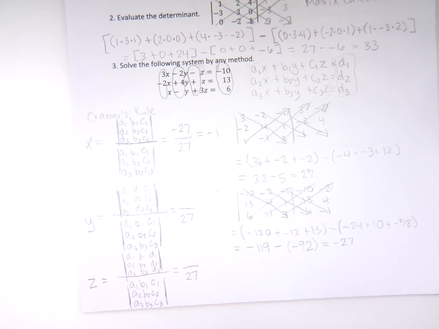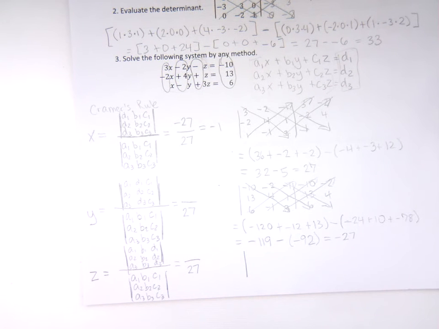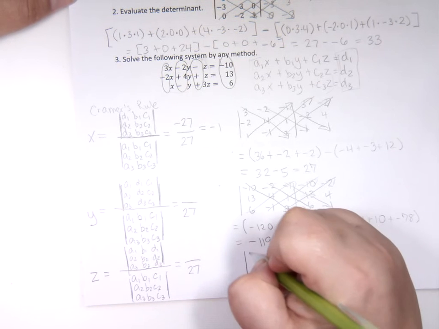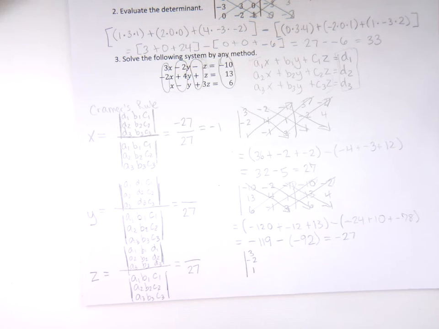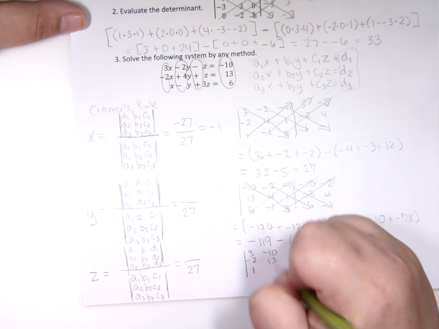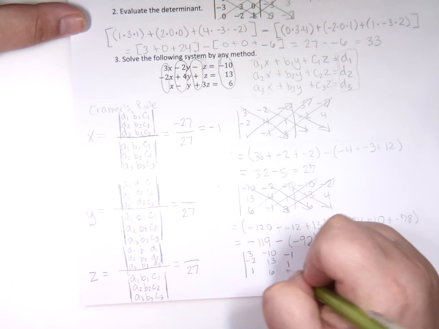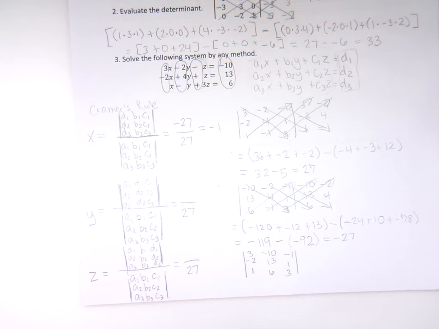All right, let's try it also for y. So this is good practice again in just doing some determinants of a 3 by 3 matrix. So for y, we're going to leave the a column the same, 3, negative 2, 1. Now the b column is going to change. It's going to be negative 10, 13, and 6. And then the c column stays the same, negative 1, positive 1, positive 3. Okay, so again, pause the recording, try it yourself first, and then let's see if our answers agree.